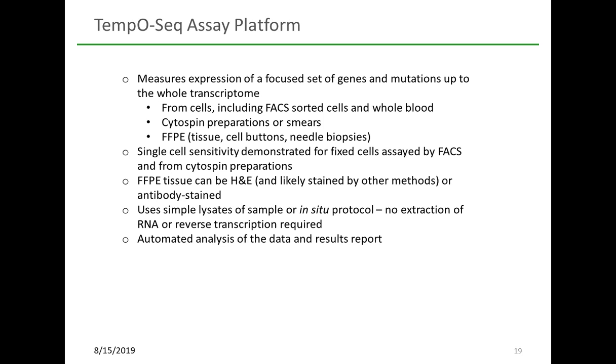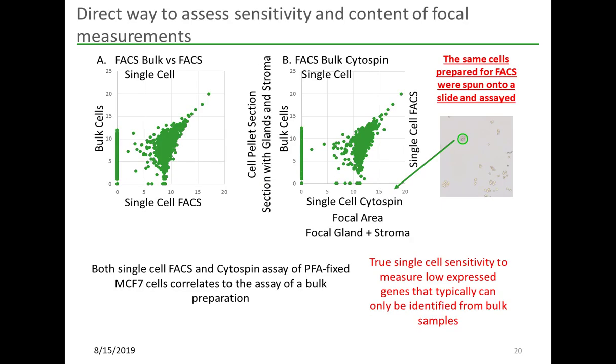And so I want to talk about this because one of the questions is whether the method one's looking at has true single-cell sensitivity. Obviously, FISSEQ does, and how does one go about assessing that? As I said before, it can use fixed tissue that's H&E stained, and it can either use simple lysates from that sample or an in situ protocol. But either way, there's no extraction of RNA or reverse transcription required, so it's a very robust, simple method, and it has automated analysis.